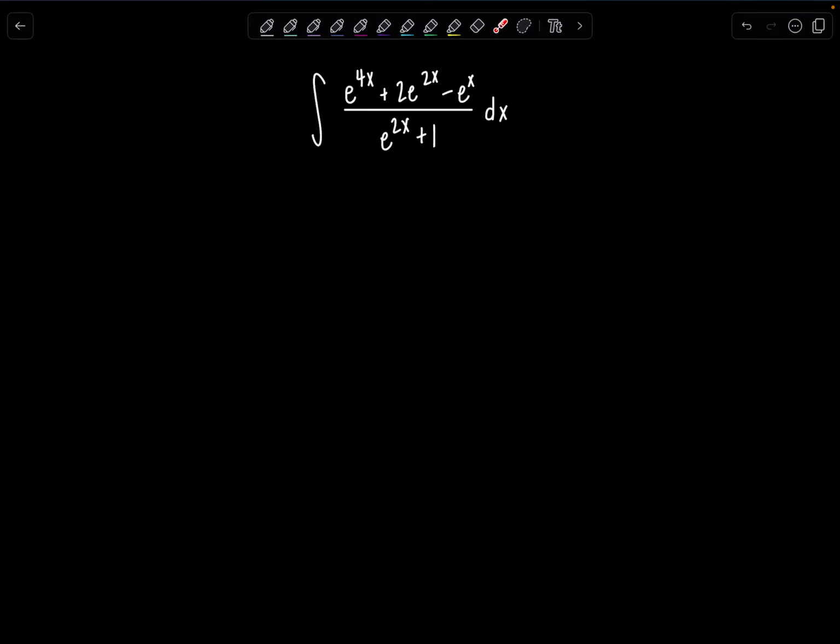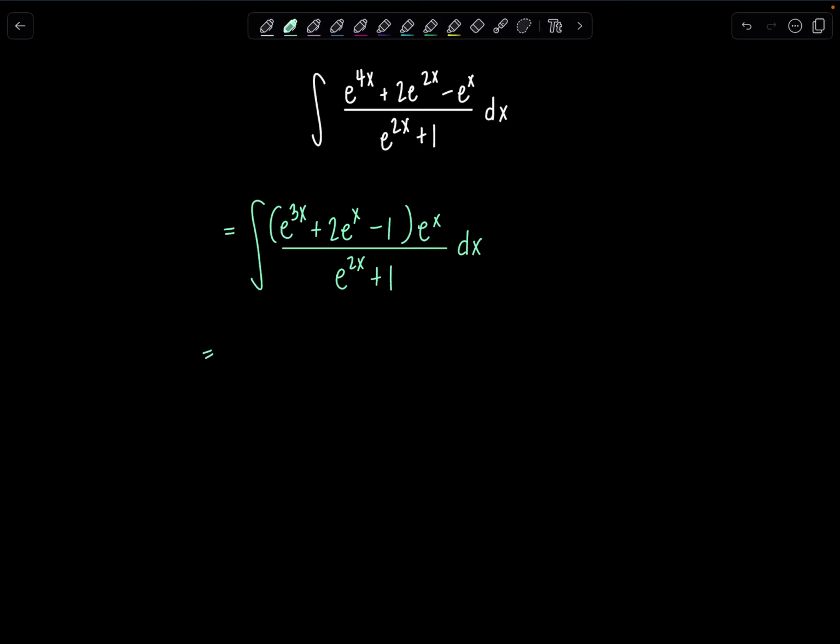And if I let u be e to the x, then e to the x dx, yeah, I can make this work out. So let me help you get there first before we do the substitution. Let's factor out e to the x. I'm going to factor it out here just because it'll look better for the substitution. So then we're going to be left with e to the 3x plus 2e to the x minus 1, right? And then we still have e to the 2x plus 1 dx in the denominator.